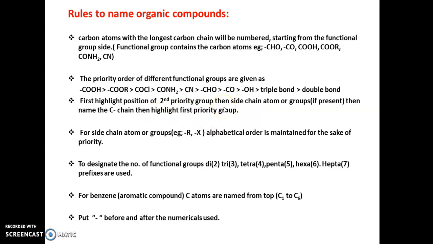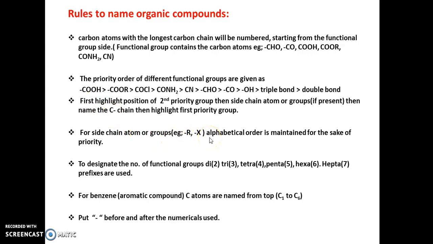So your first duty is to highlight the position of the second priority group, then the side chain atom, then the position of the side chain atom or side chain group, then the main carbon chain, then the position of the first priority group. Okay, so the third point is very important. Now the fourth point is for the side chain atoms or groups.